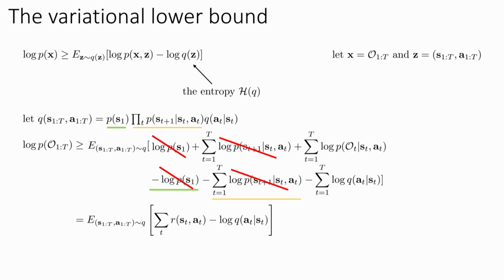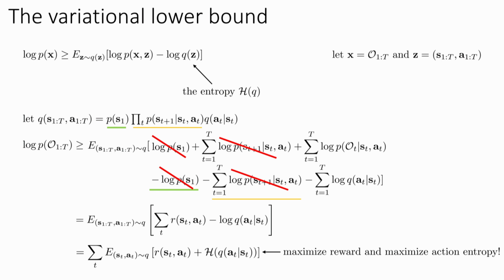And this is starting to look an awful lot like the reinforcement learning objective. Where did the r's come from? Well, that's just the log p of O. If I take the sum outside of the expectation, I can also write it as a sum over time steps of the expectation under the state-action marginal of q of the reward at that time step plus the entropy of my policy. This is very similar to the reinforcement learning objective, with the only difference being the entropy term. That's kind of cool. It means that I can bound my likelihood with the expected reward plus the entropy, so you maximize your rewards and you maximize the action entropy.